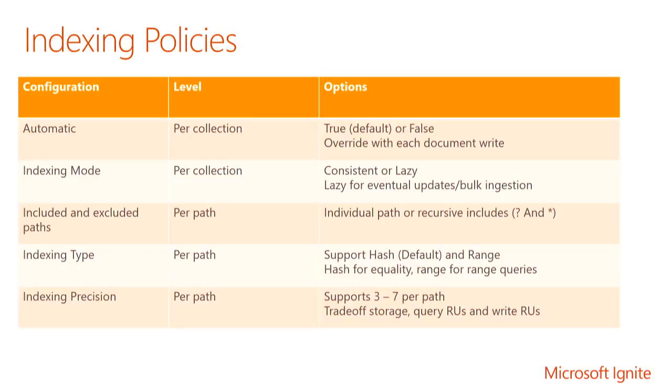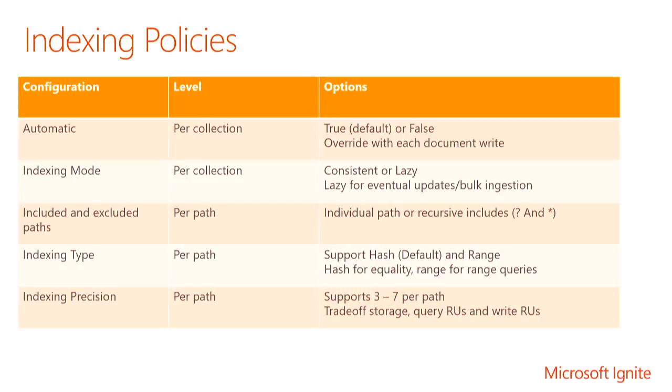Now, hash is very good. You can think of it as doing hash lookups against a path. And so this is very good for equality operators, like first name equals Andrew. Not so good for range operators, like less than or greater than. Whereas if you want to do range queries, you should use a range index.